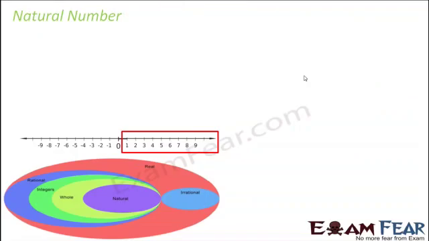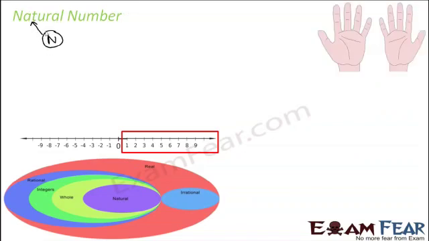So let's talk about natural numbers. Natural number is denoted by N, N for natural number, and they can be counted on fingers. It is 1, 2, 3, 4, 5, 6, 7, 8, 9, 10, 11, 12. These kinds of numbers are called natural numbers, starting from 1 to infinity. You can actually count them on fingers.